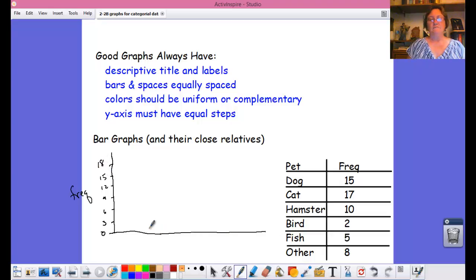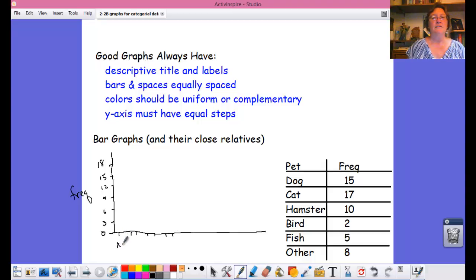As far as having the bars equally spaced and equal width, there's no rule that says the space has to be the same width as the bar. However, I'm going to make my spaces small, and I'm not going to start right up next to the axis. That's my choice. So there's the bar for dogs, a smaller space, bar for cats, smaller space, bar for hamsters, smaller space, and you're getting the picture.